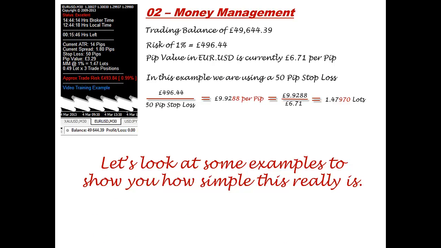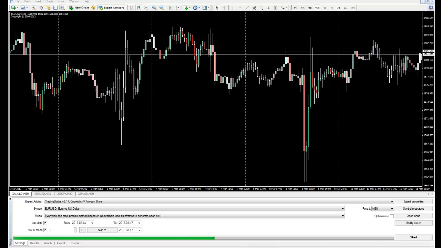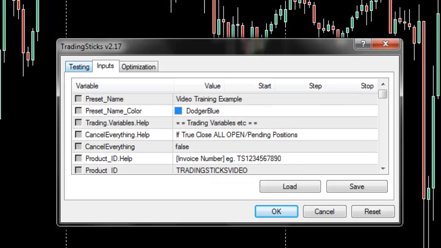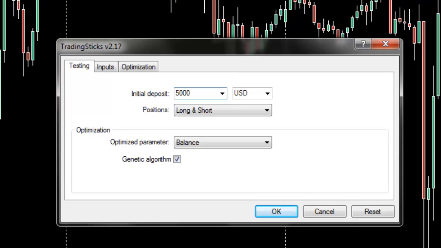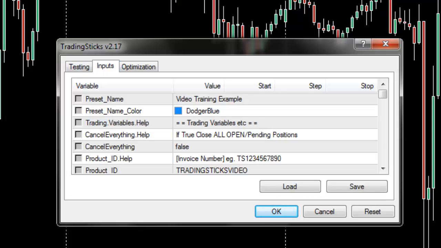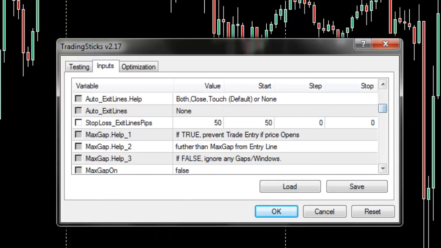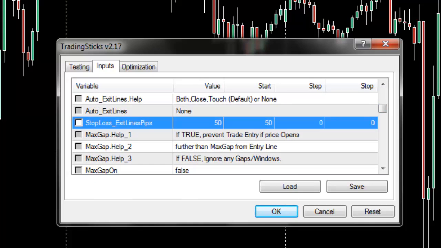Let's look at some examples to show you how simple this really is. Okay, in order to test the money management options, let's go into the expert properties of the strategy tester. We are looking at a trading balance here of 5,000 US dollars, and the first thing we need to establish is whether we have a stop loss running. We do have a stop loss of 50 pips.